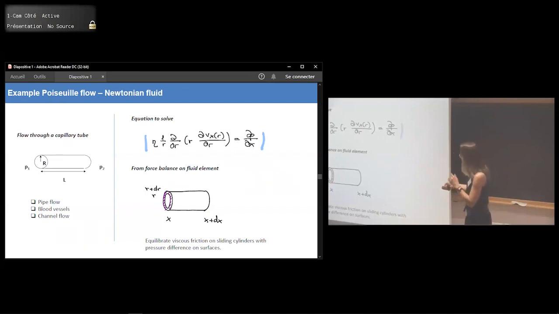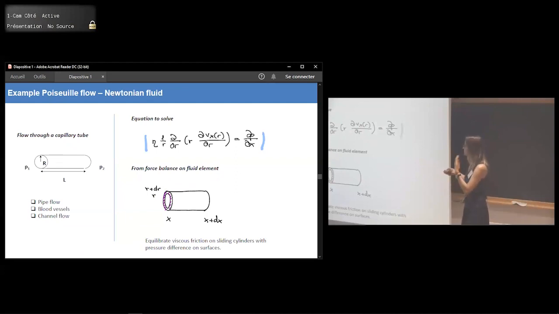And I can just write the pressure difference on this small ring on the left and on the right side, and I will equilibrate it with the viscous friction on the cylinder. And by doing this, I end up with exactly the same equation. So there's really meaning to all of these equations that we see that are very closely linked to the geometry.